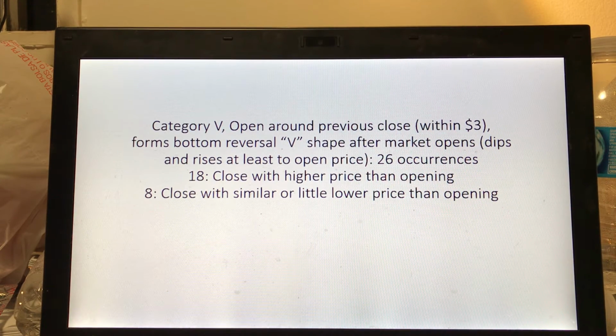The fifth category is that the stock opens around the previous closing price, within $3, and after that, the stock initially goes down and then forms a bottom reversal shape, like a V shape, after the market opens. And by saying the V shape, I'm saying that the stock dips and rises at least to the opening price.